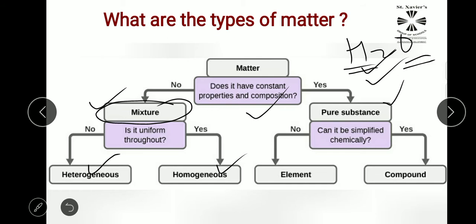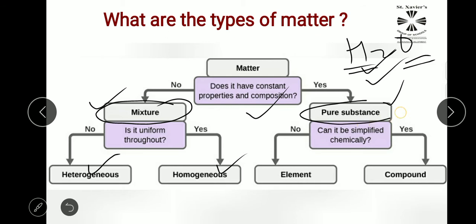Homo means the same everywhere. But in the first case, with oil and water, when you look through a transparent glass, you will find that the oil is floating over the water, and both are not the same. The mixture is not the same everywhere. Above it is different and below it is different. That means it is a heterogeneous mixture. So this is about mixtures, students.